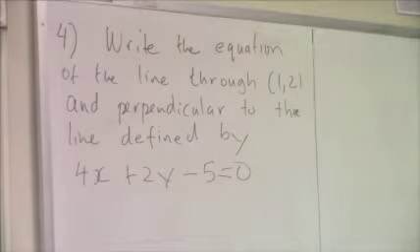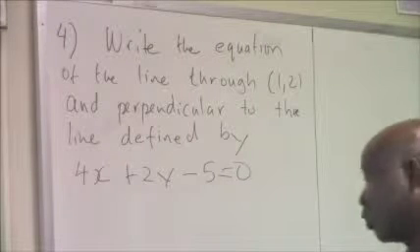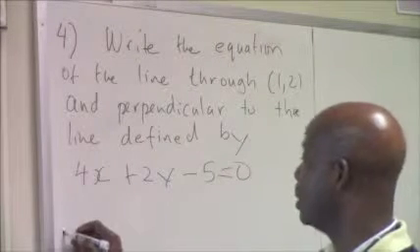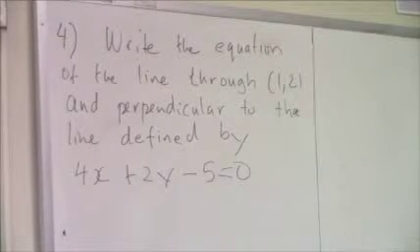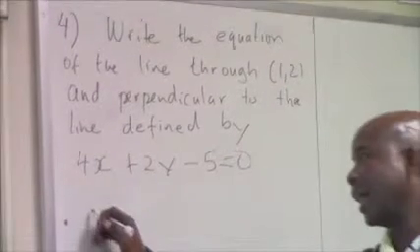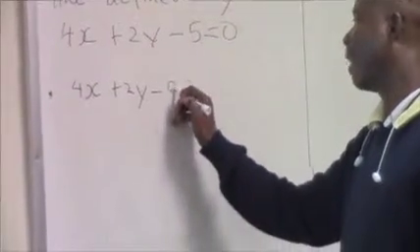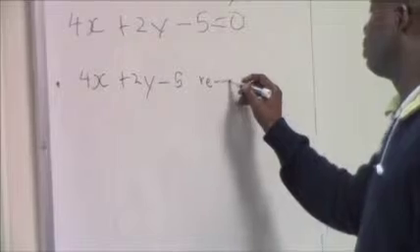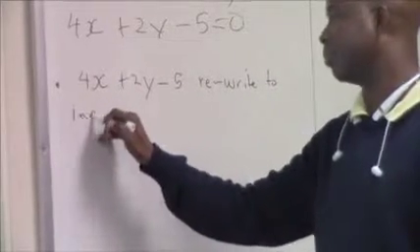So now number 4, we have to write the equation of the line through this point 1, 2, and perpendicular to the line defined by this. So once it has to do with perpendicular, parallel, what we need to do is to see if we can find the gradient. So let's take this line, 4x plus 2y minus 5, rewrite to identify the gradient.